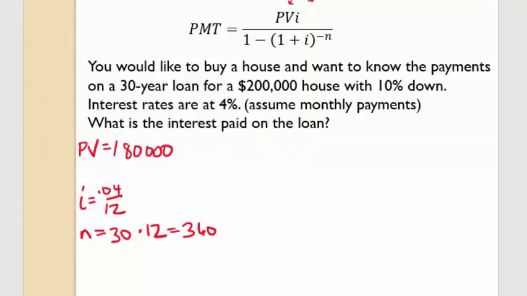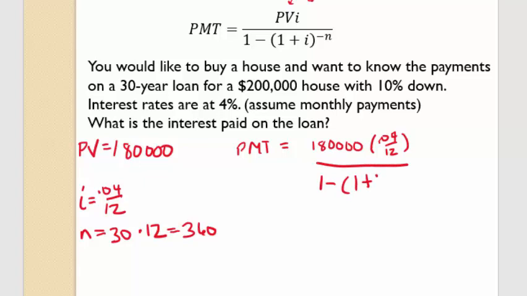So let's plug everything in. The payment amount is equal to the present value, which is $180,000, times I, which is 0.04 divided by 12, divided by 1 minus 1 plus I, which is 0.04 divided by 12, raised to the negative n power, negative 360. So don't forget that negative sign.